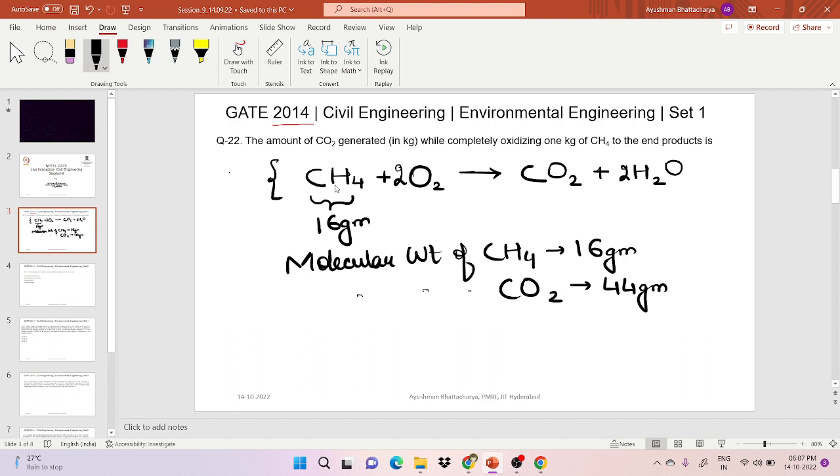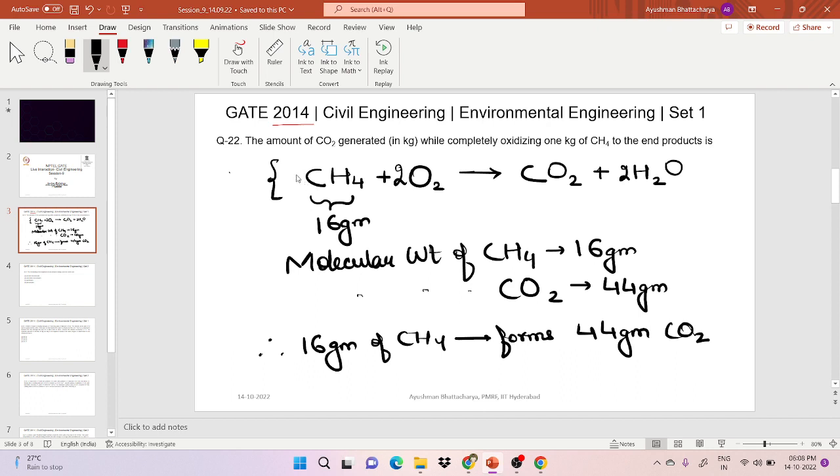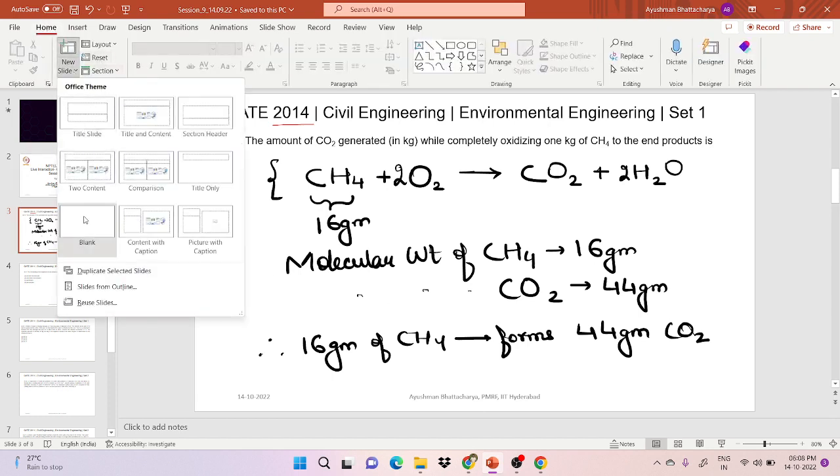From the equation you can see 1 mole of CH4 gets completely oxidized and forms 1 mole of CO2. Therefore we can write it this way also: 16 gram of CH4 forms 44 gram of CO2. Since it is a 1:1 ratio, 16 gram of CH4 forms 44 gram of CO2. Okay, in the next slide we will go.